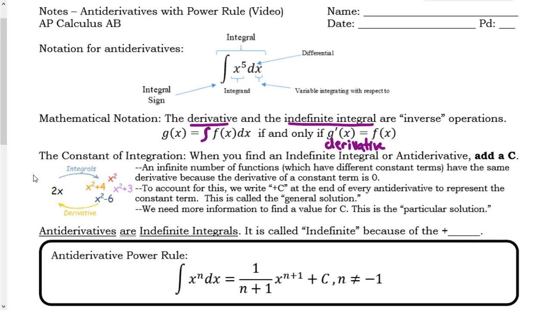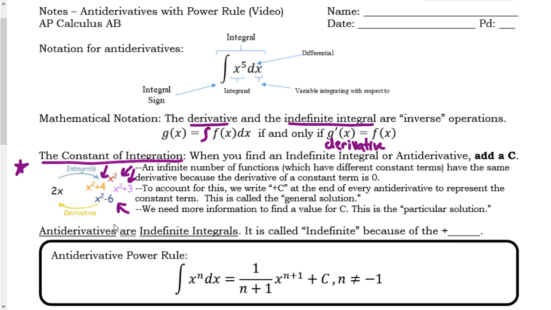So the next thing I want to talk about is this constant of integration that we will be discussing. To talk about that, I'm going to look at our little diagram that is right here. Now on your paper, it's not as clear. Up here on the screen it is, because you can see the colors that were used. But if we look over here on this side, we have x squared, we have x squared plus 3, we have x squared minus 6, we have x squared plus 4.